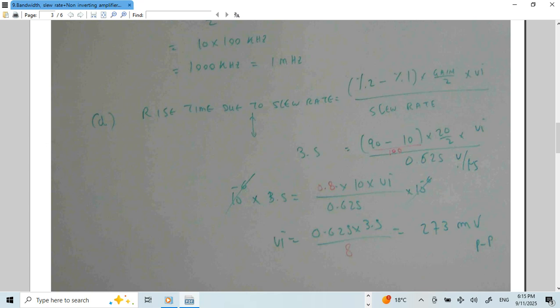Next, the new small signal rise time when the gain is adjusted to 5 by 5. So we have to calculate that for the E. The new rise time is 0.35 divided by the gain bandwidth product divided by gain. So this is the equation for the new rise time.